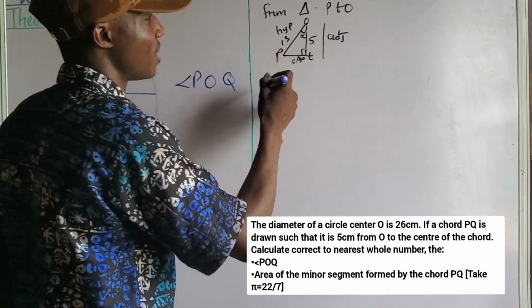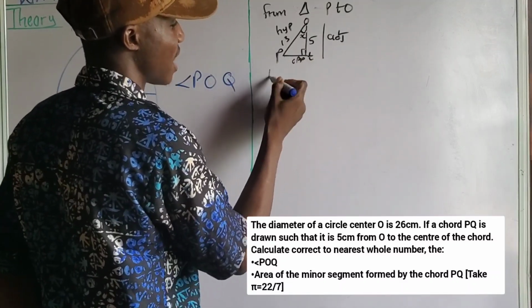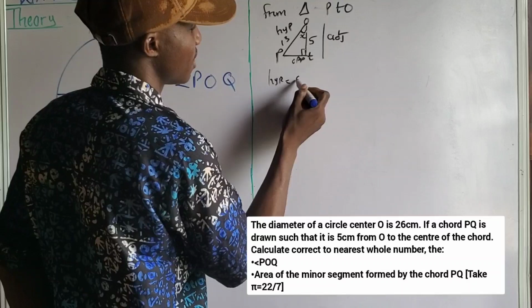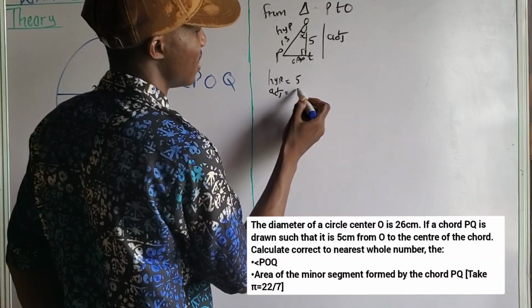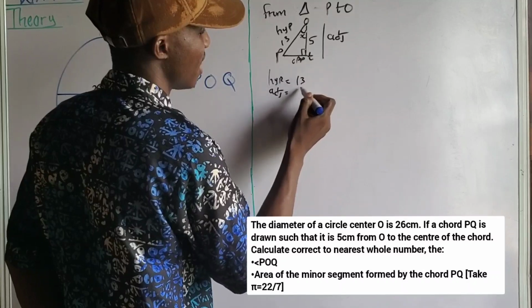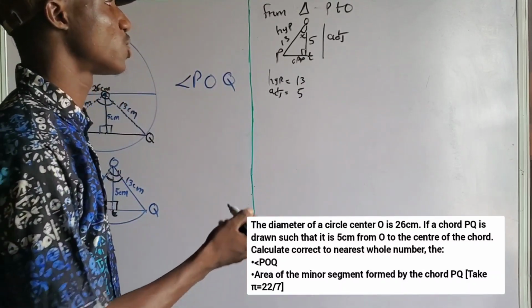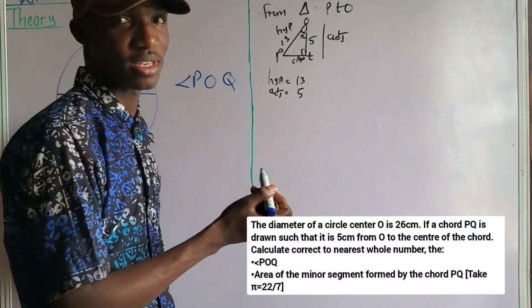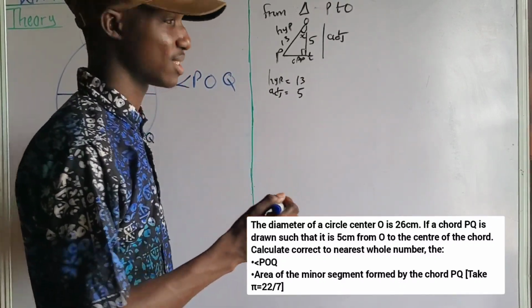Okay, now let's proceed. To get the value of this angle, I know that the hypotenuse is 13, sorry, and the adjacent is 5. So what trigonometric formula can I use to find this angle X? Well, what combines hypotenuse and adjacent is cos. You understand? Cos.